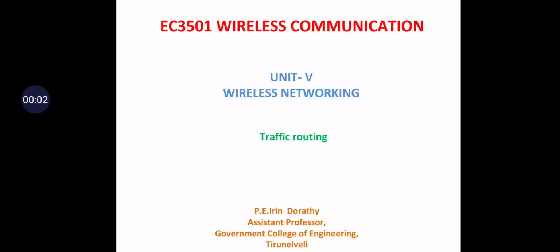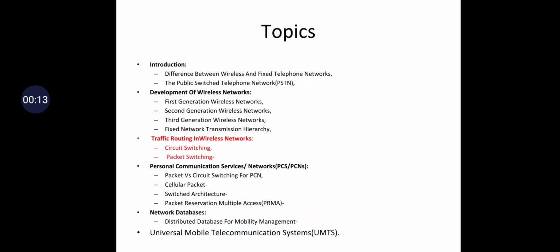Hello everyone. Today we are going to see about wireless communication. The subject code is EC3501. The fifth unit is wireless networking. Today's topic is traffic routing. So these are the topics in the fifth unit.